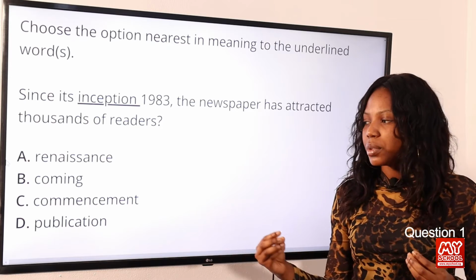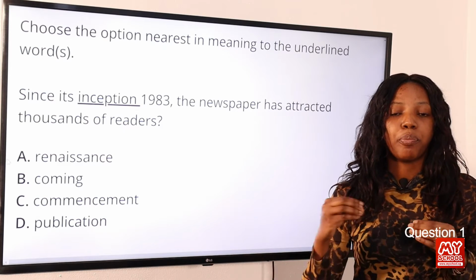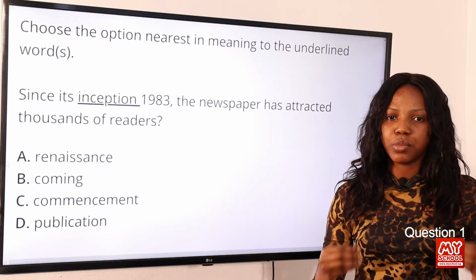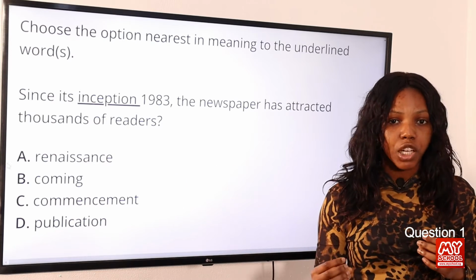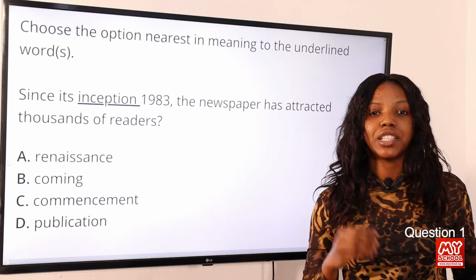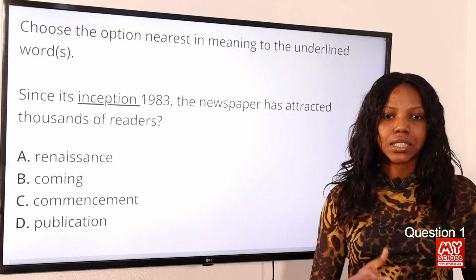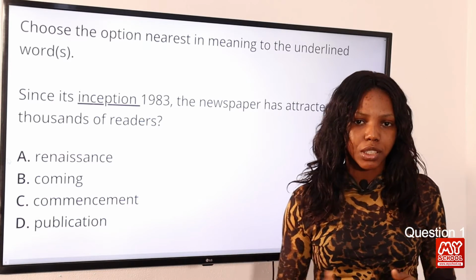When we talk about coming, it simply means arrival, but in this context, commencement is more appropriate because it also means the beginning of something. Renaissance is a period between the 14th and 16th century marked by the reawakening of European art and literature. So the answer to this question in summary is option C, commencement.